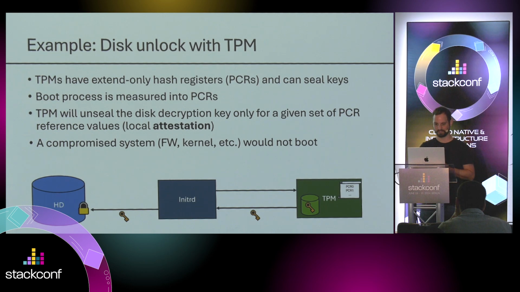The practical example, I think Ubuntu introduced this recently, is disk unlock with TPM. As in the previous slides, TPMs have an extend-only hash register. They cannot just be arbitrarily written into, they can only be extended. And essentially they record this chain of events that we saw before. Here the boot process is measured into those special registers, and the TPM will only unseal the decryption key for a rootfs if a certain configuration of PCRs is in the TPM. Only if those events happen can the root disk be decrypted. A compromised system in this setup would not be able to boot, like if you install a rootkit or something.